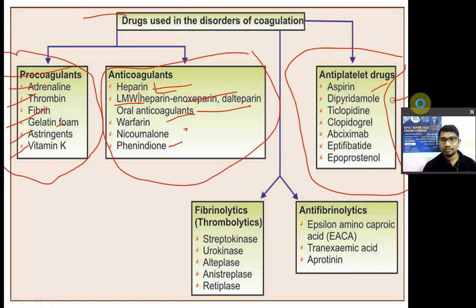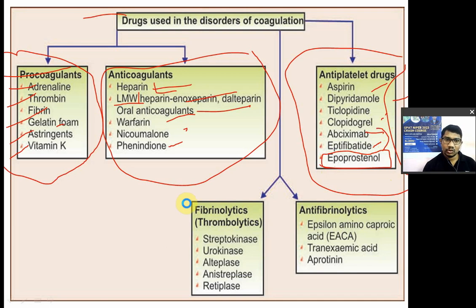Then dipyridamole, it is a phosphodiesterase inhibitor. Ticlopidine, clopidogrel, all these are nothing but the ADP receptor antagonists. Abciximab, then eptifibatide, they are known as glycoprotein 2b3a receptor antagonists, and this epoprostenol. Epoprostenol is a prostaglandin analog, prostaglandin I2 analog.